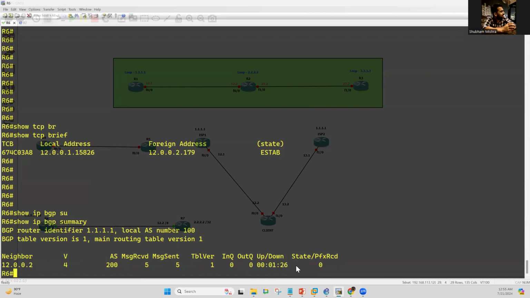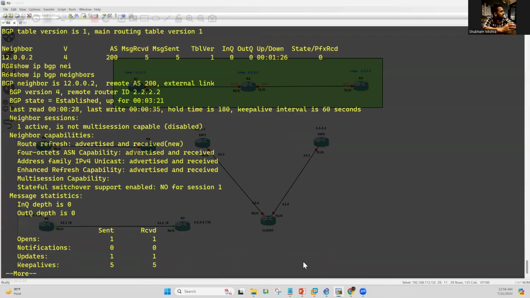And in state, state is nothing. If there is nothing, it means what? It means neighborship is established. If in states there is nothing, it means neighborship is established. How can you check? If you want, you can check in the detailed way. So, show IP BGP neighbor, you can run this command if you want to check in detail.